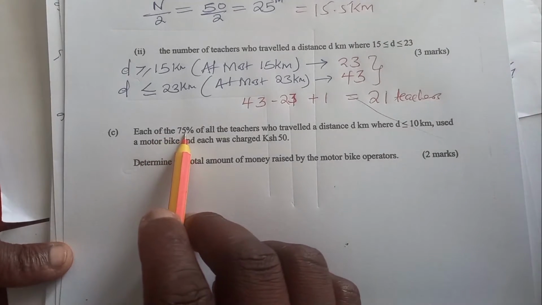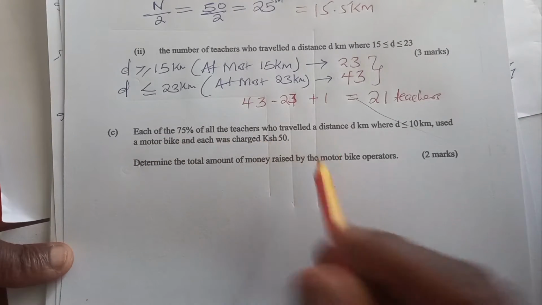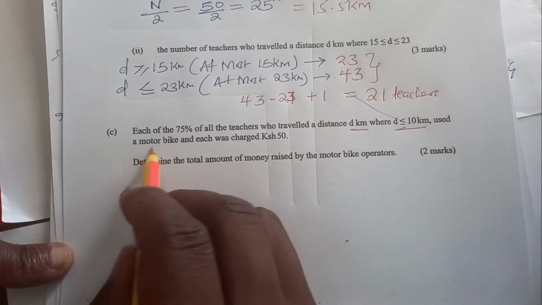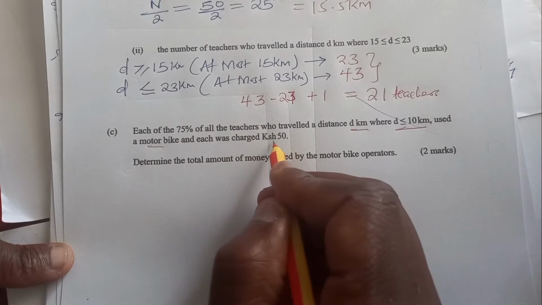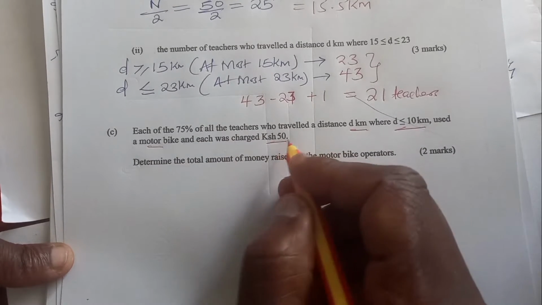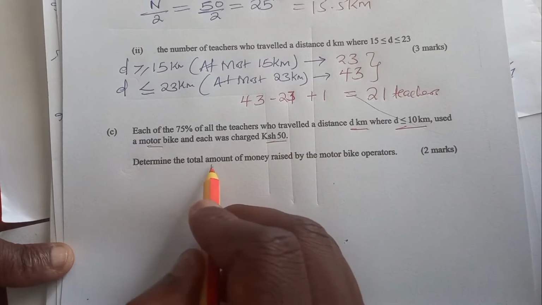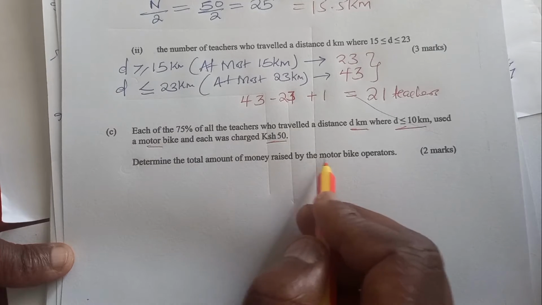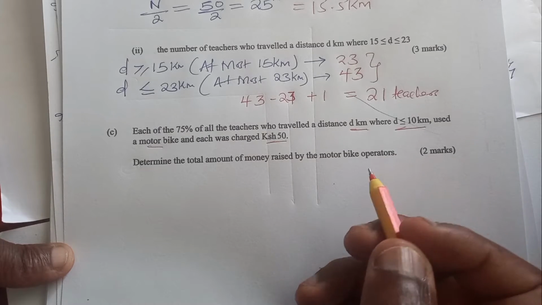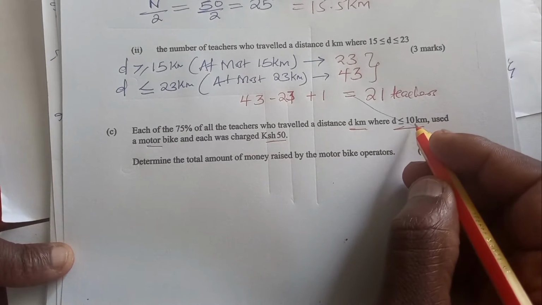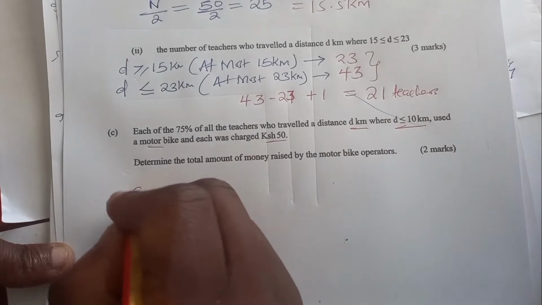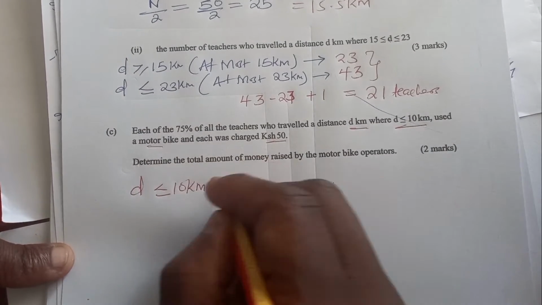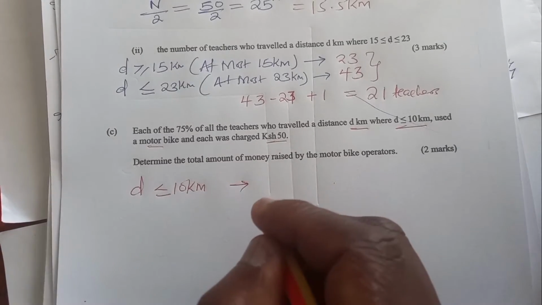Each of the 75% of all teachers who traveled a distance of D, where D is less than or equal to 10 kilometers, used a motorbike, and each was charged 50 bob, that is 50 shillings. Determine the total amount of money raised by the motorbike operators. So we need to identify the teachers who travel at most 10 kilometers. How many teachers from the graph?